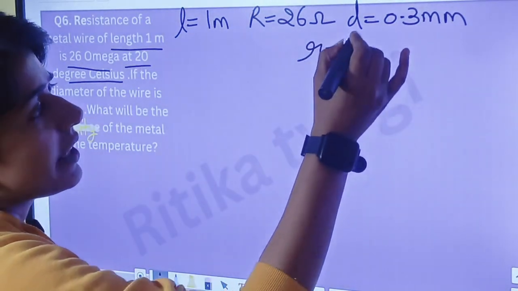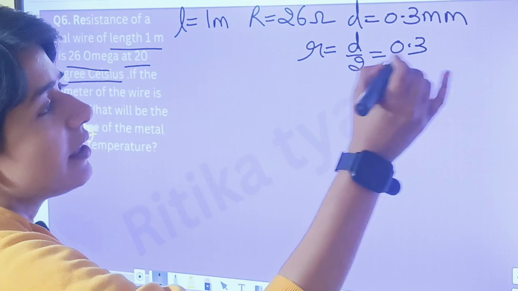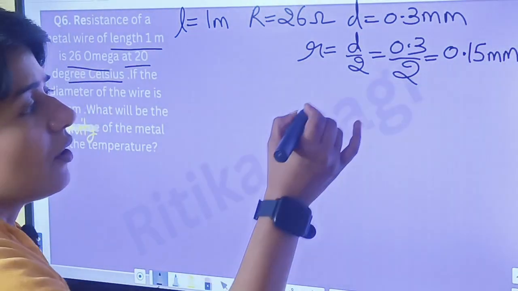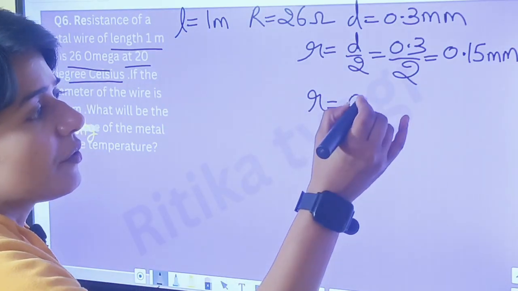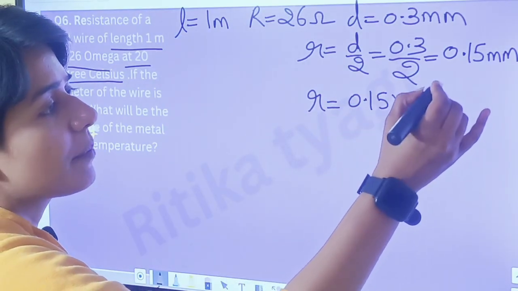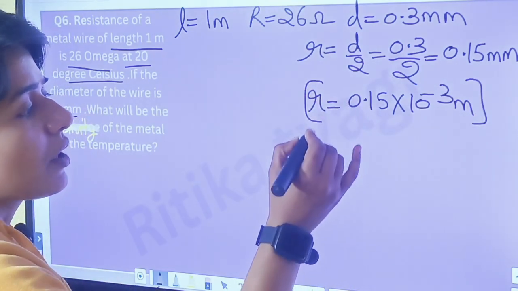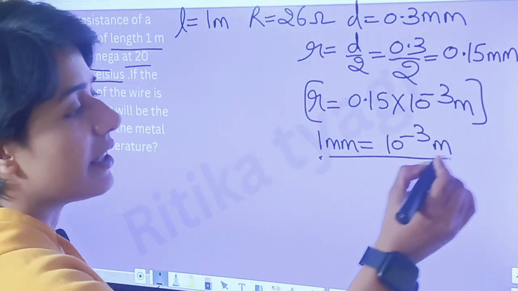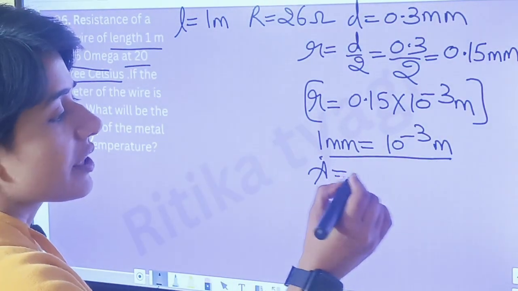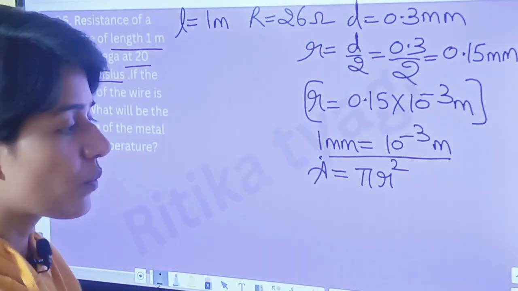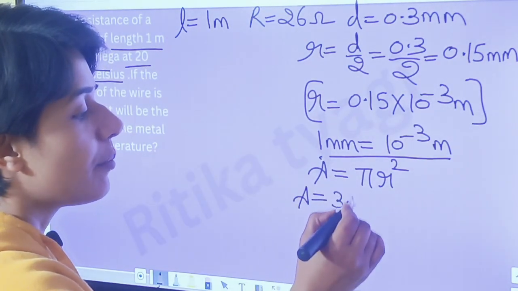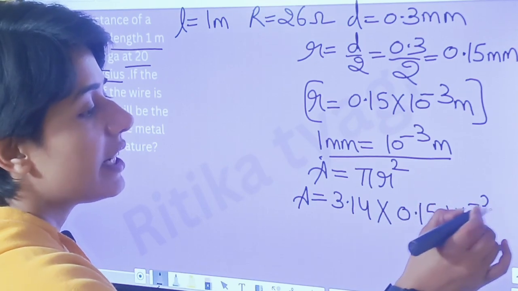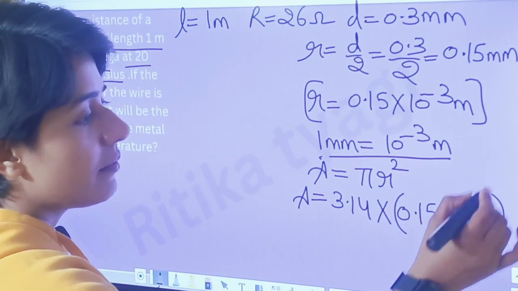First convert it into radius, that is 0.3 divided by 2, we get 0.15 mm. Now convert into meter, we get 0.15 multiplied by 10 to the power negative 3 meter, because 1 millimeter is equal to 10 to the power negative 3 meter. Now area of cross section is equal to pi r square. Putting the value for pi 3.14 and r 0.15 multiplied by 10 to the power negative 3 whole square.